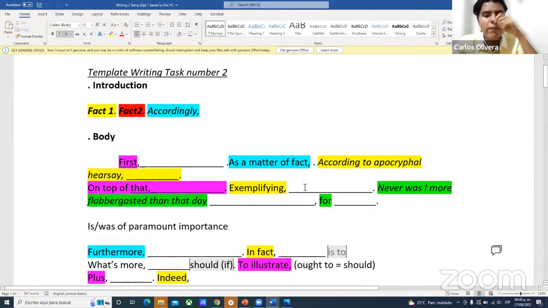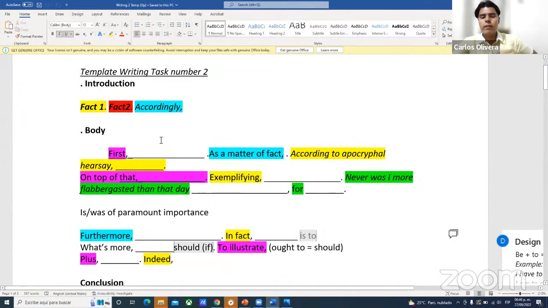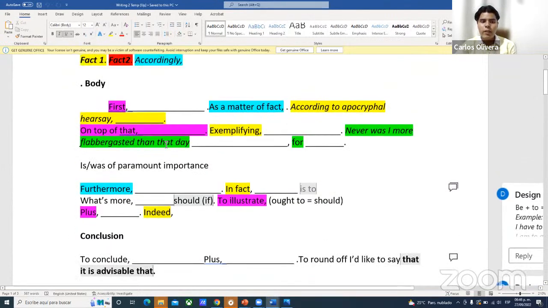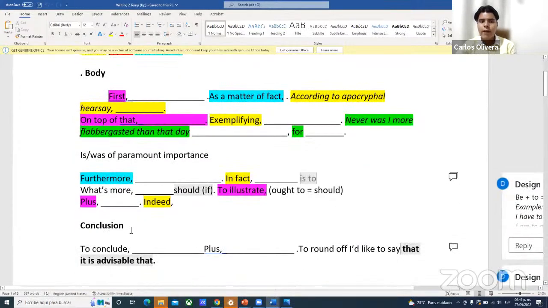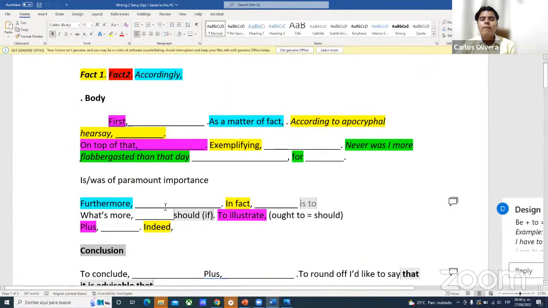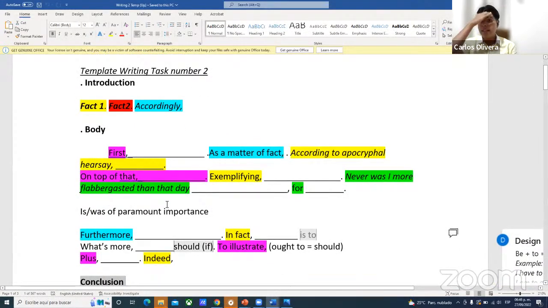Okay. So here you have. In this case, please look at it. This is the template for the second essay, for the independent essay, for the writing task number 2. Here in this case, if you look at it, you're going to have 3 parts. You're going to have an introduction, body, and in this case, you're going to have a conclusion, all right? Fantastic. So please, let us then analyze this introduction.